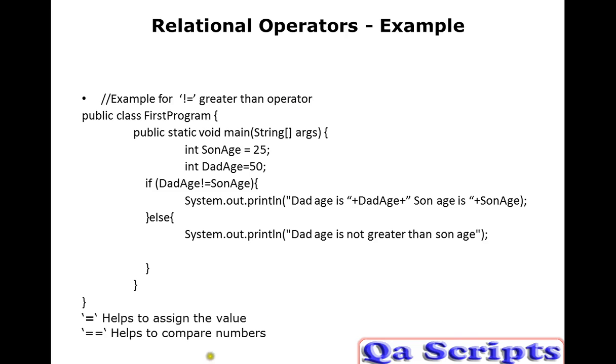There is a difference between single equals to and double equals to. Single equals to is used to assign the value to a variable. Double equals to will be used to compare two variables.